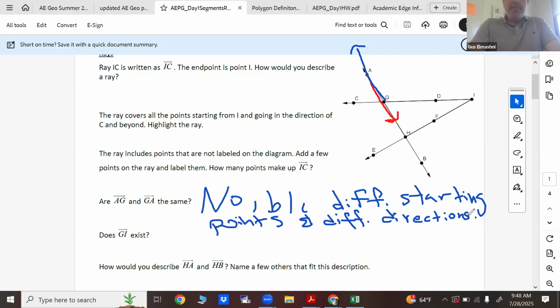Now, GI, sure. Does it exist? Yeah. I mean, even though there's an endpoint there, you just force the issue. Sure, why not? Yeah, sure. Of course it exists.